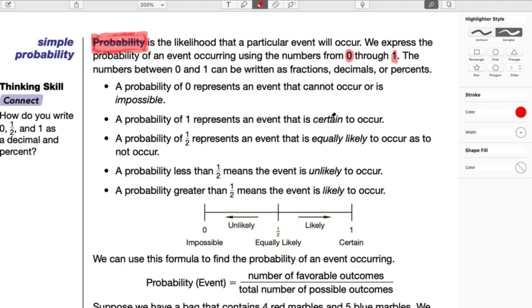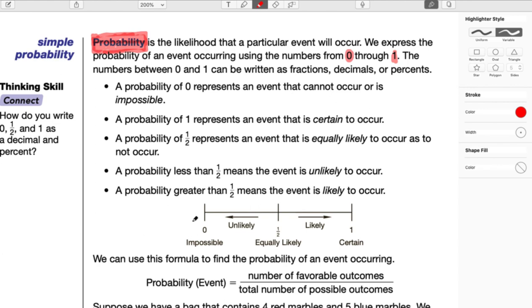So let's talk a little bit about probability. Probability is the likelihood that a particular event would occur. Usually we say things like, man, that's 100% going to happen, or there's a 50% chance that that's going to happen. We use that language when we talk about rain or we talk about the weather.